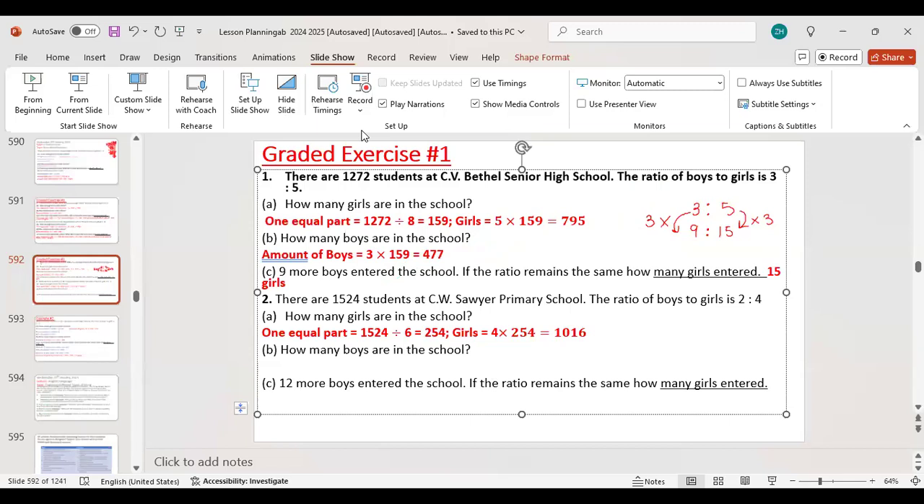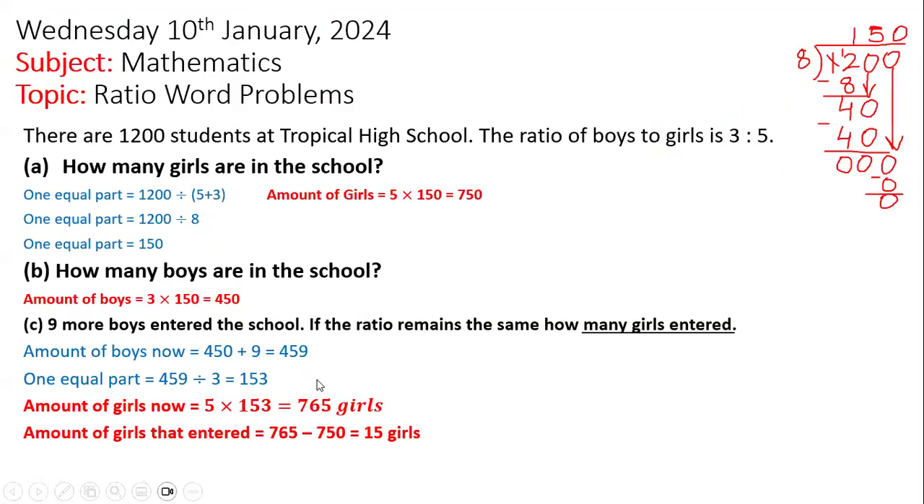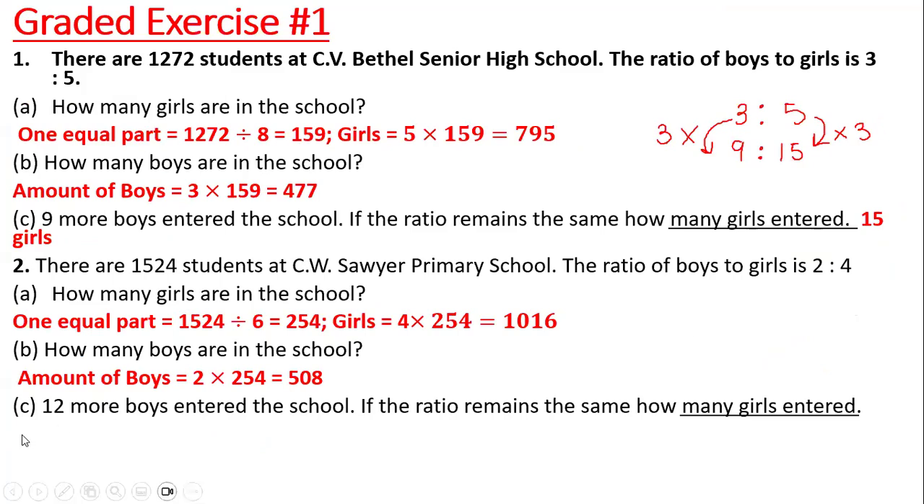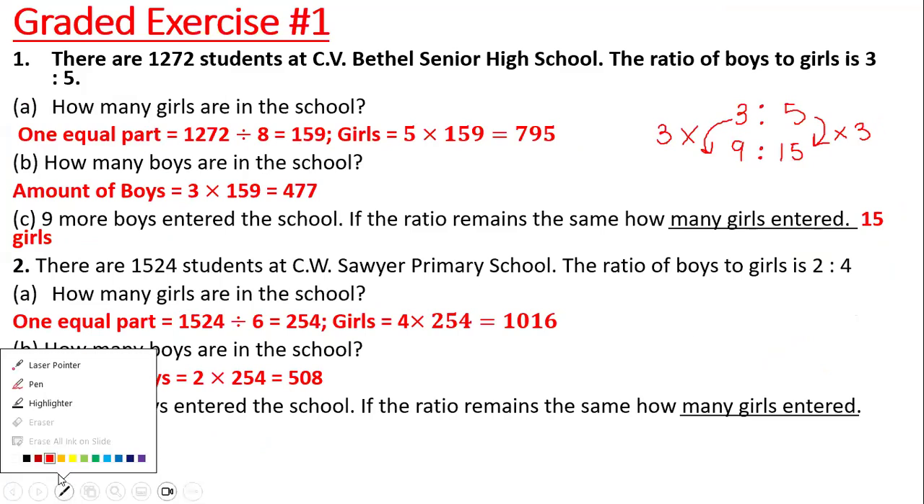I multiplied 254 by the equal parts of the number of boys, and that's 2. So 2 times 254 equals 508. 508 is correct. Good. All right. Now part C, what y'all have for part C?